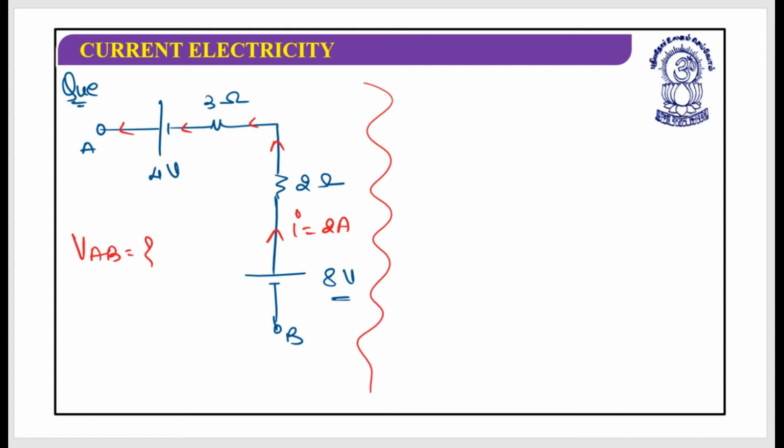So while calculating VAB, I need to start from here. That means I am moving in this direction. First I meet the battery, and it's the positive terminal of the battery, so it is plus 4 volt. Then in the opposite direction of the current, so this is minus I into R1. This is R1, this is R2. Then again in the opposite direction of the current, it's I into R2, and then the positive terminal of the battery, it's plus 8 volt.